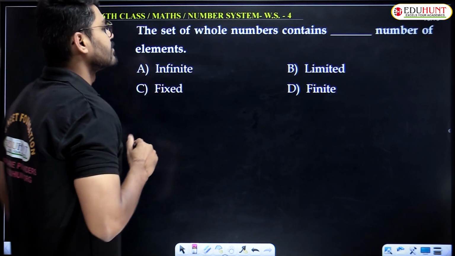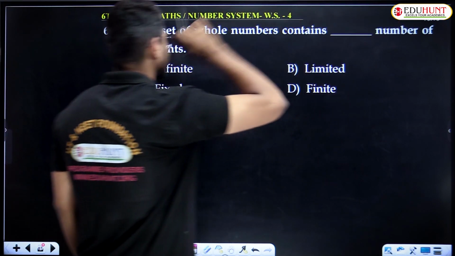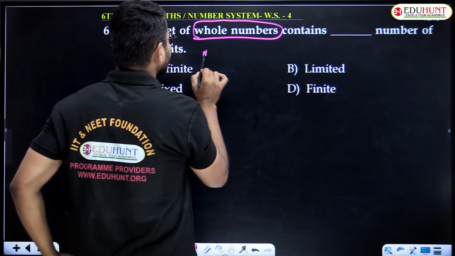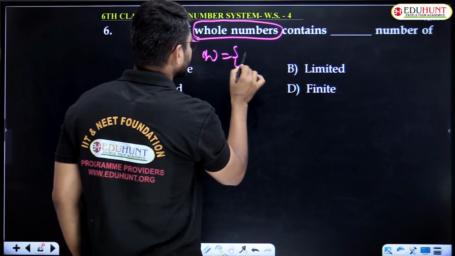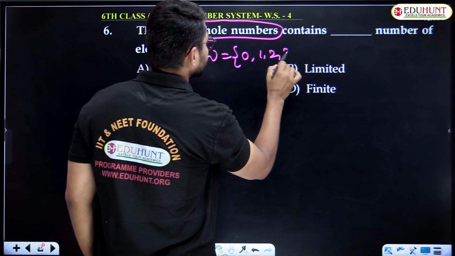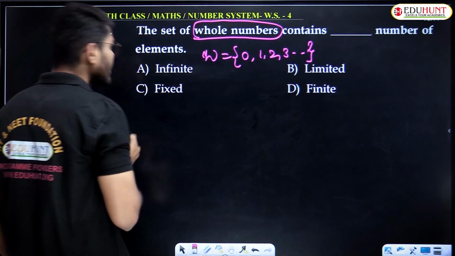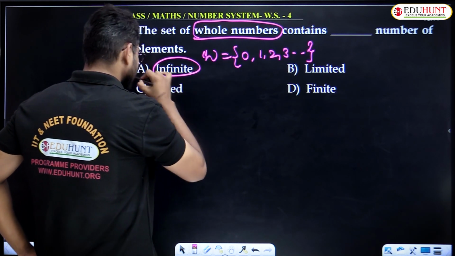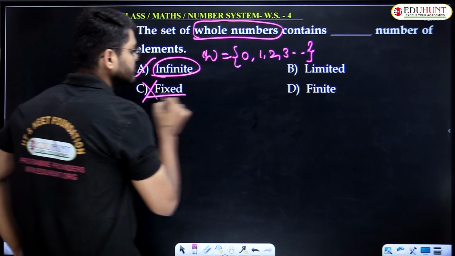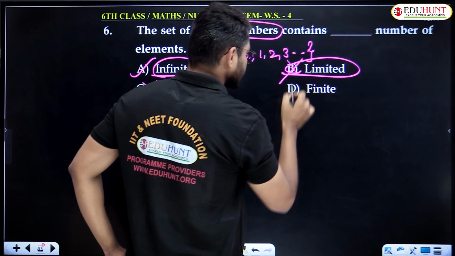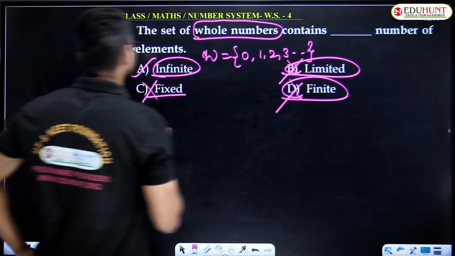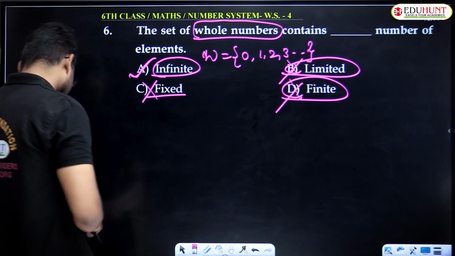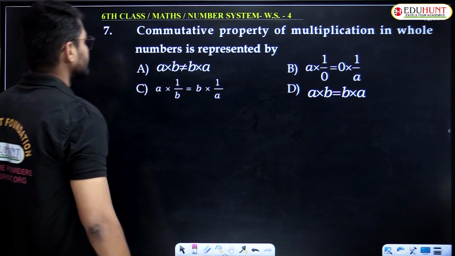The set of whole numbers contains dash number of elements. Set of whole numbers. What do you mean by whole numbers here? Whole numbers, denoted by W, is equal to 0, 1, 2, 3 and so on like this. Here it contains dash number of elements. Infinite number of elements? Yes, true. Fixed? No. Limited, that means fixed? No. Finite? No. Now the answer for this question is infinite number of elements are there in whole numbers. Let's move on to the next question, students.